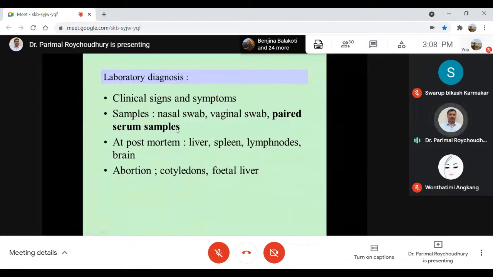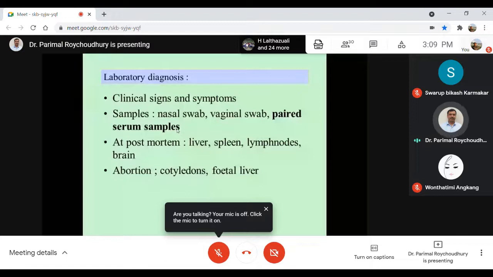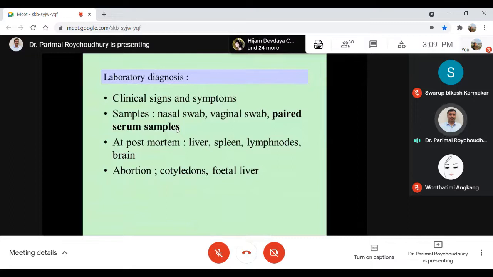Paired serum sample, we collect the serum sample from the same animal at two different time periods, okay? And usually a week or 2 weeks apart. Say today you have collected, and after 14 days you collect the second serum sample and see the antibody level. And if it is increasing, then you can see the progressive disease in the animal. So in certain cases, this has become very relevant for disease screening and diagnosis. If there is any mortality, then we can collect the internal organs for detection. And of course, in abortion cases, the cotyledon and fetal liver we can collect for antigen detection.